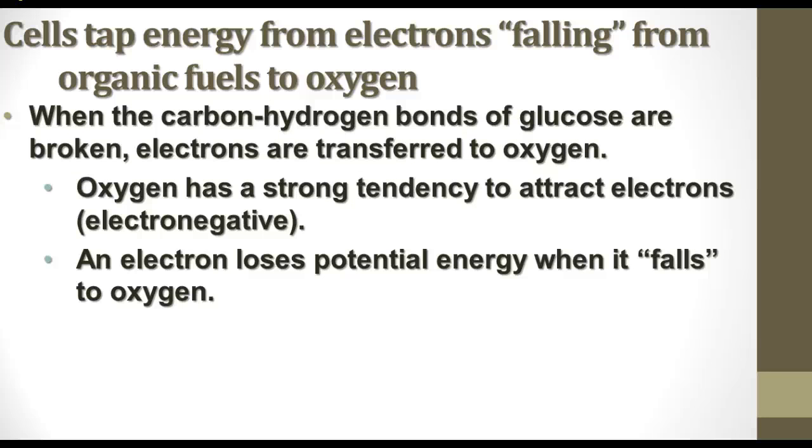When we take glucose and break it down into its component parts, in this process, electrons are transferred to oxygen. Remember, oxygen is very electronegative. It has a tendency to attract electrons. And so anytime you have something that's going to be less attractive to the electrons than oxygen is, the oxygen is going to get them. When the electron transfers from the molecule it's in over to the oxygen, it's going to lose potential energy. And so we're going to say it falls in energy.